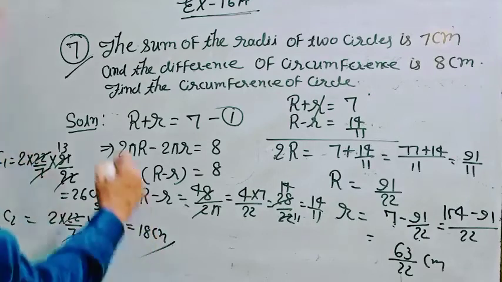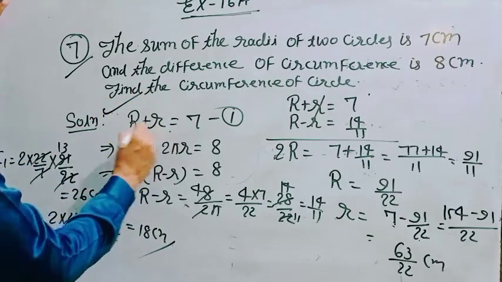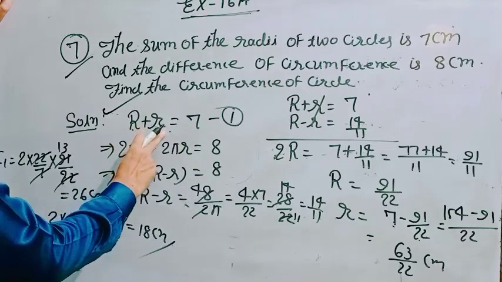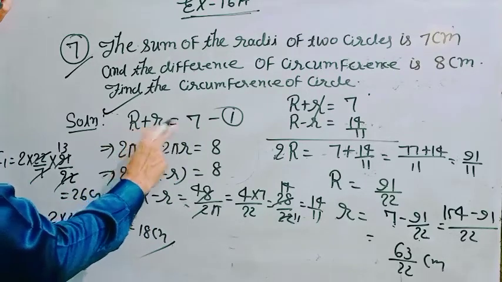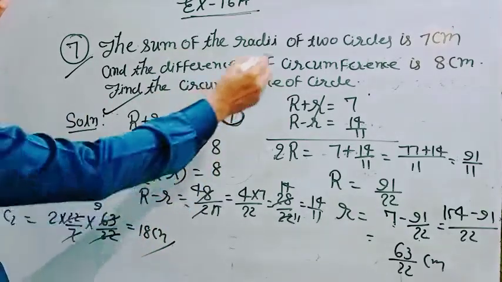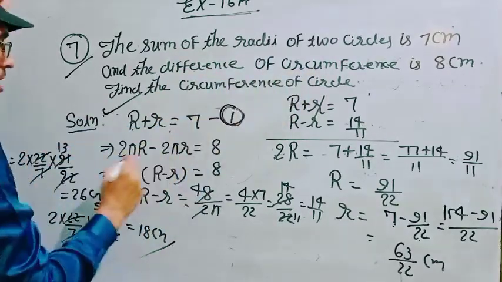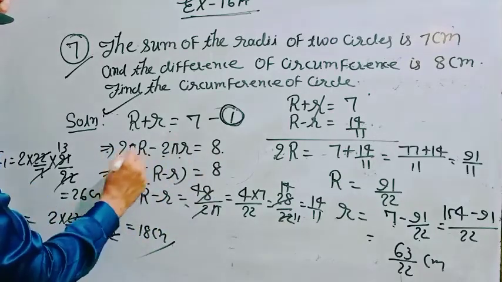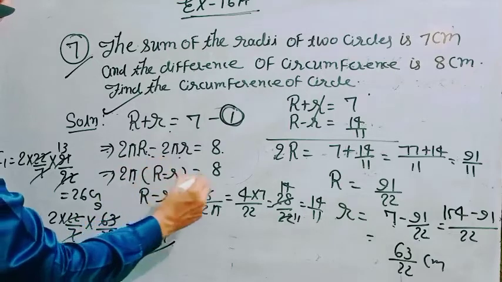Dear student, the first condition given is that the sum of the radii is 7. I suppose the first circle's radius is R and the second circle's radius is small r. Then R plus r is equal to 7. It is the first equation. Next equation: the difference between their circumferences is 8. So 2 pi R minus 2 pi r is equal to 8. Take 2 pi as common, that is R minus r, that is 8.